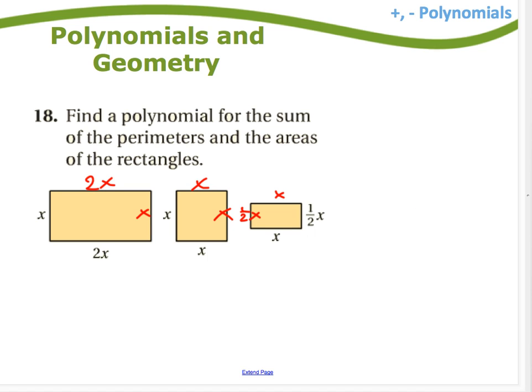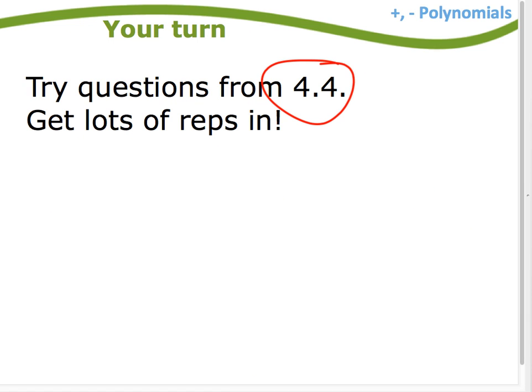Okay, so if I were you, I would grab some questions from section 4.4 and try a couple of the adding ones, and then zero in on the subtracting of polynomials. And hopefully this little scribblecast has helped you out.